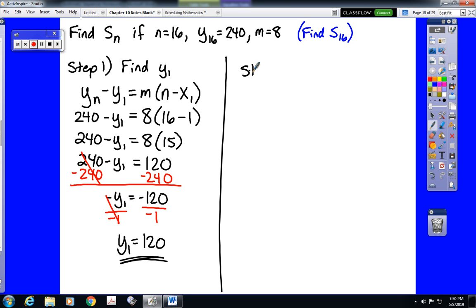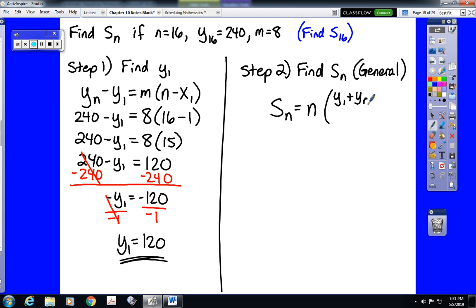Then we advance to step 2, which is to find s sub 16, or s sub n, and we need to again use the general equation. S sub n is n times y1 plus yn divided by 2. So that's s sub 16 equals 16 times the first term, which we just found is 120, plus the 16th term, which is 240, divided by 2.